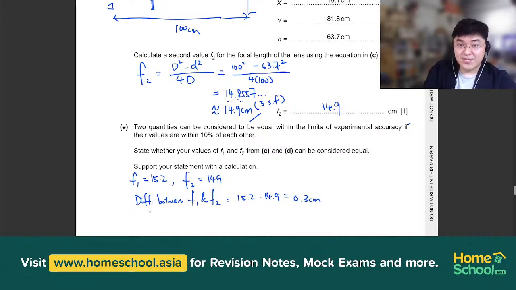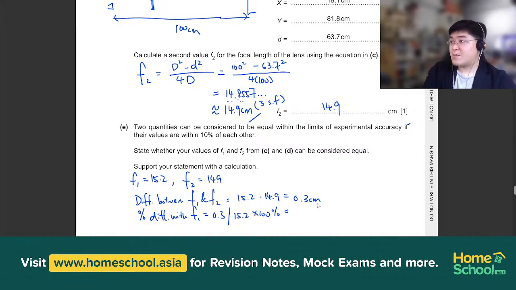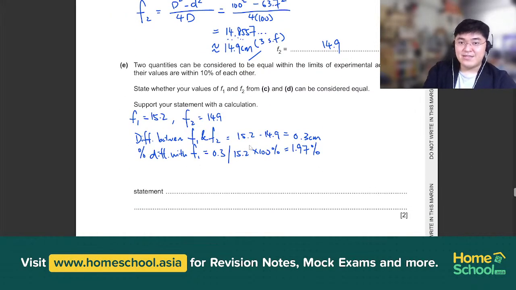And the percentage difference with F1 should be equal to 0.3 divided by 15.2 and then multiplied by 100%. So are we within the 10% value? Yes, we are. It should be equal to 1.97%. If you take a look here, the percentage difference is actually very minimal. It's 1.97%, less than 2%.